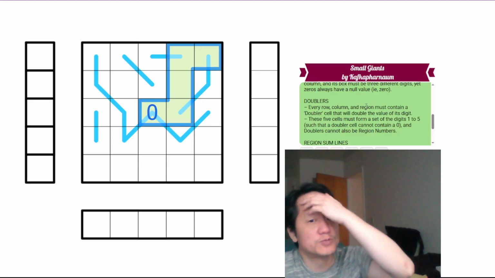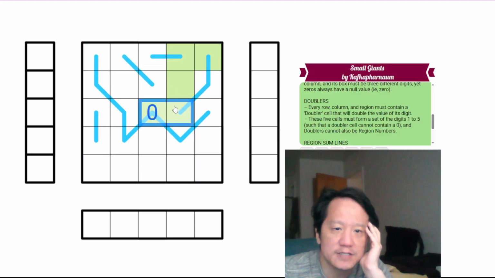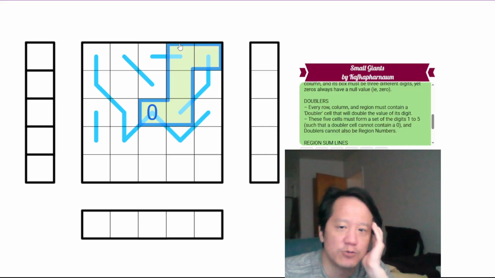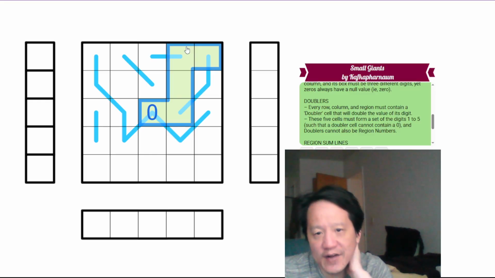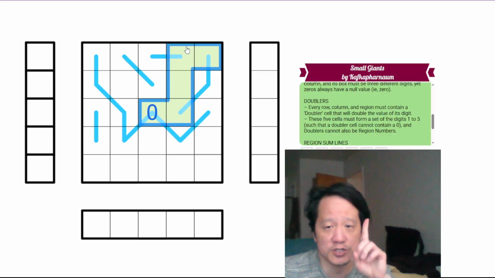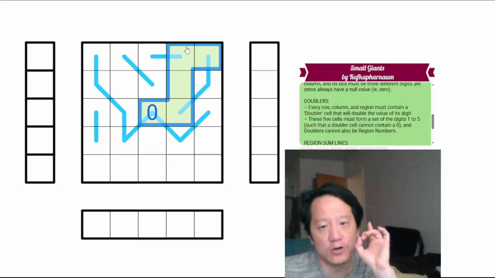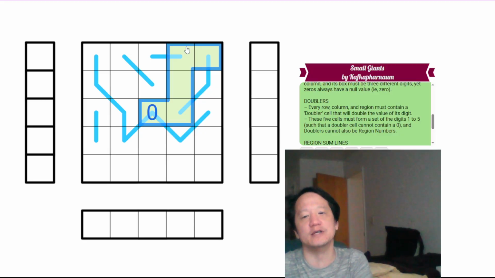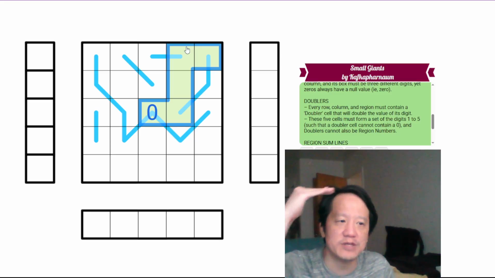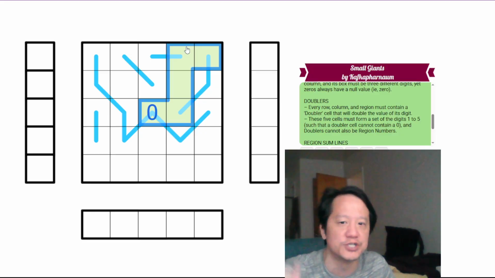We have doublers, where every row, column, and region must contain a doubler cell that will double the value of its digit. And these 5 cells also must form a set of the digits 1 to 5, such that a doubler cell cannot contain a 0. And doublers also cannot be region numbers. So they can't be the leftmost cell of the topmost row of any region.